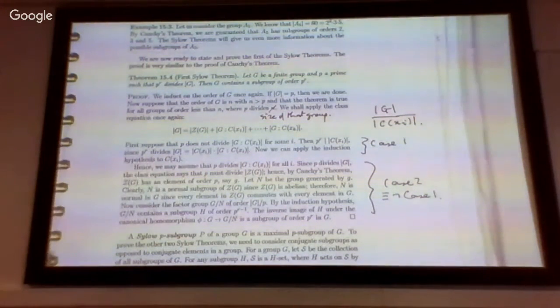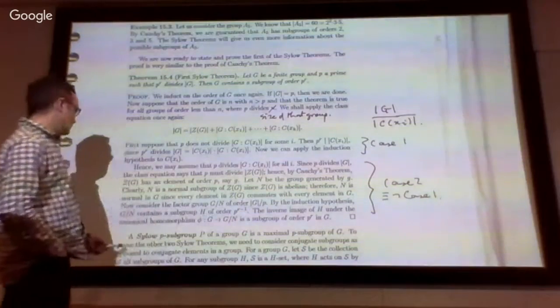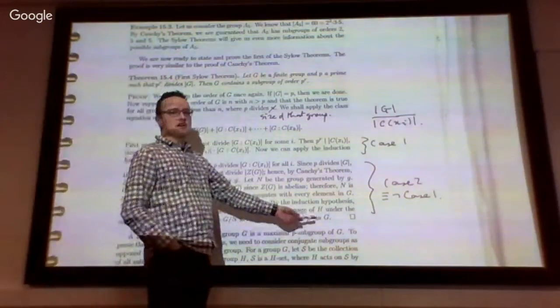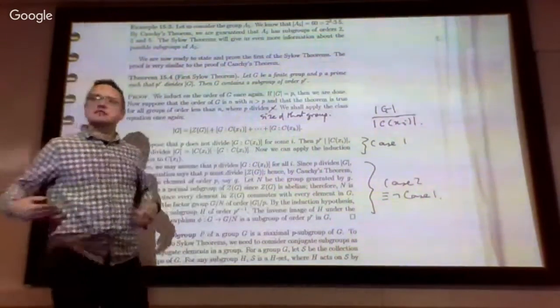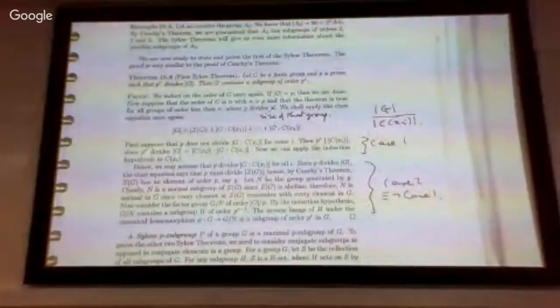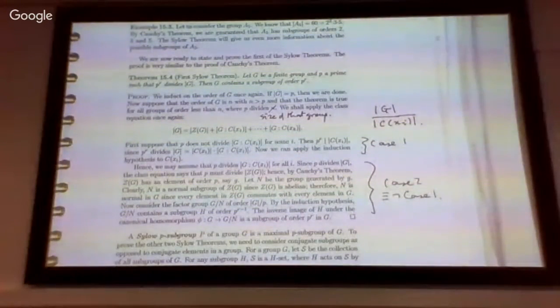As he finishes it off rather abruptly there, the inverse image of H under the canonical homomorphism phi, so that's phi inverse of H, is a subgroup of order p to the r of G. He's skipping over a few details there. You might want to see that as a little detail to fill in. The canonical homomorphism is always the size of the group you're factoring out to 1. Every element in here has that many inverse images.